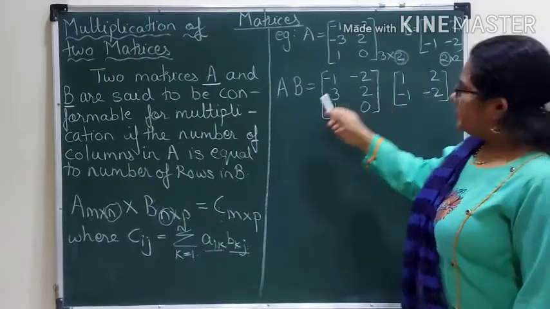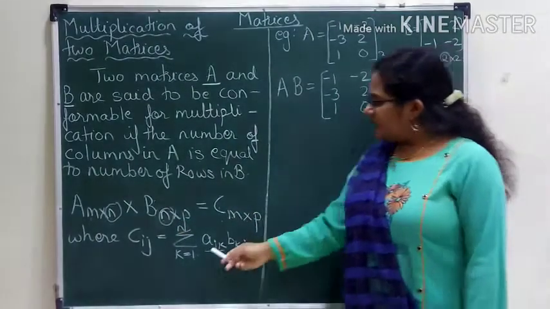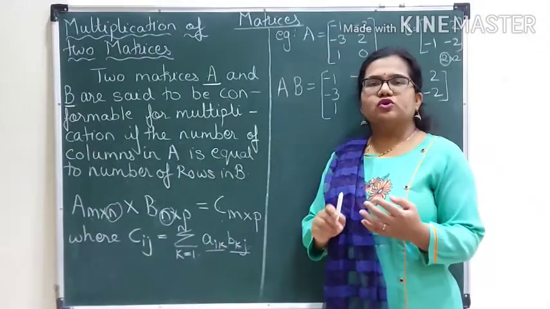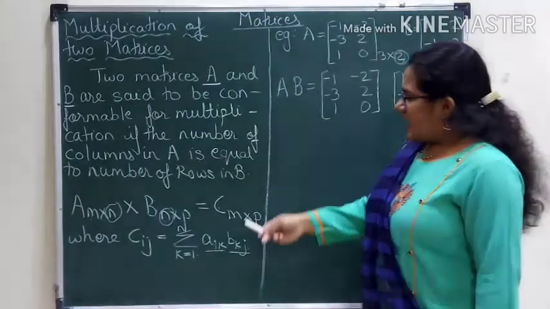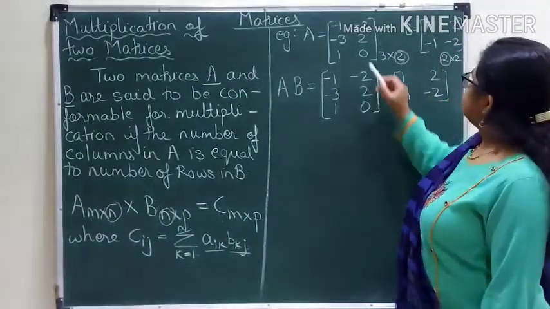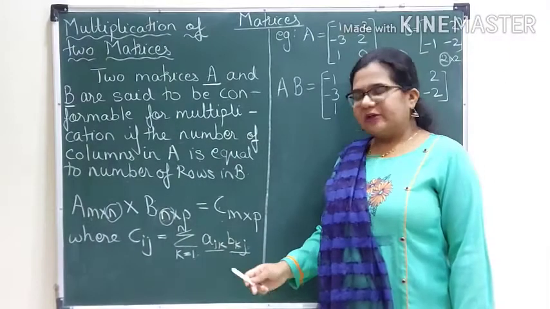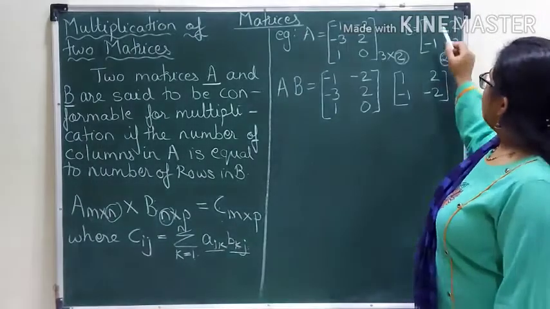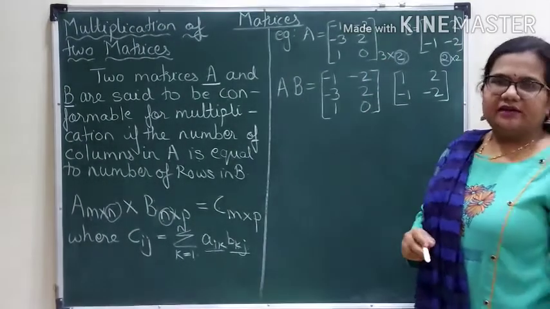Now in this example, n is equal to 2. Okay. So k will vary from 1 to 2, means k takes only two values, 1 and 2. Then i is the row number and j is the column number. So here you can see there are 3 rows, 1, 2, 3. So i will vary from 1 to 3 and j will vary from 1 to 2. Only two columns are there. So j will vary from 1 to 2.